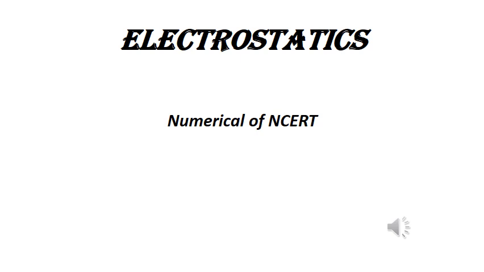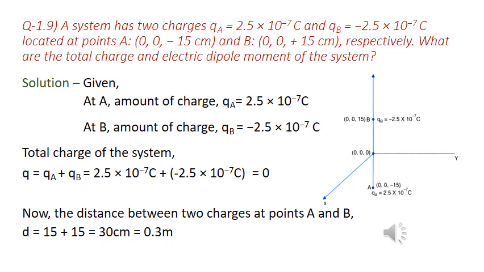Hello बच्चों, this is lecture number 10 of the unit electrostatics, and in this lecture we will solve some numerical problems from NCERT. Question 1.9. A system has two charges QA is equal to 2.5 into 10 to the power minus 7 coulomb and QB is equal to minus 2.5 into 10 to the power minus 7 coulomb located at points A and B, and the coordinates of the points are given 0 0 minus 15 centimeter and 0 0 plus 15 centimeter respectively. What are the total charge and electric dipole moment of the system?